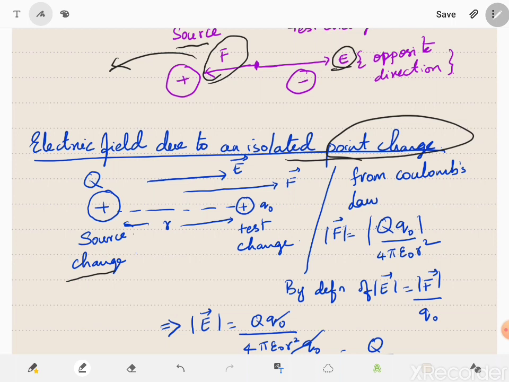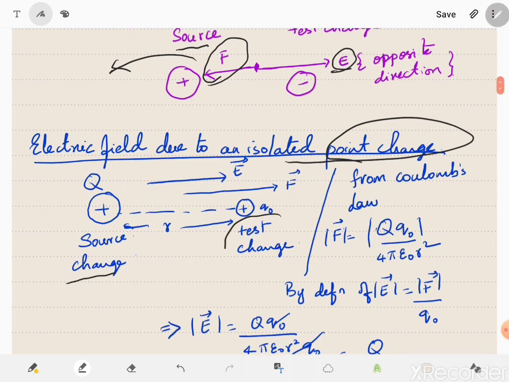To test the electric field strength of the source charge, I bring in a test charge of magnitude Q naught and I place it at a distance of R from the source charge. As you can see, the direction of force and electric field are in the same direction. Now, because this charge has been placed at a distance R, we can find the force acting on this particular test charge using the concept of Coulomb's law.